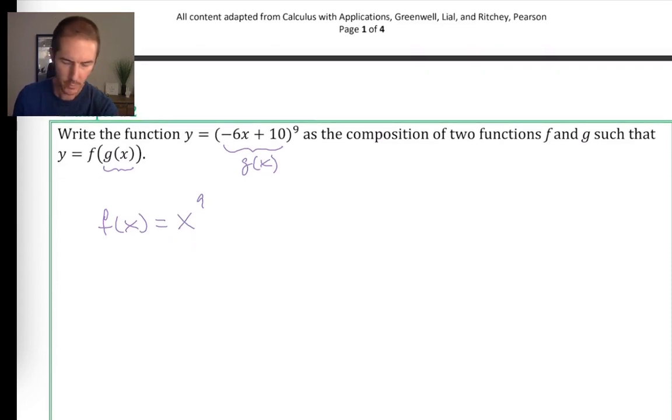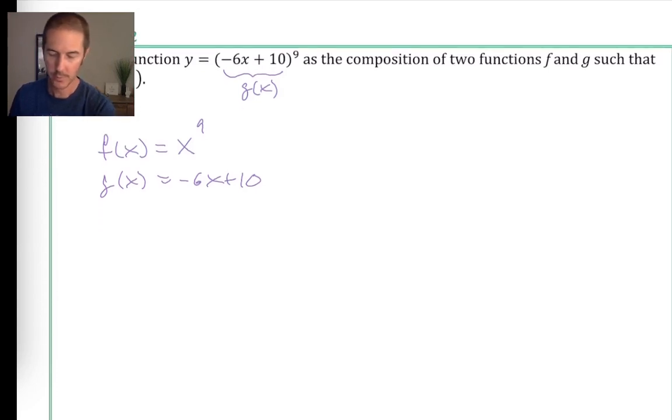So I could definitely replace this x and this x with a g of x, and then we would be raising g of x to the 9th power. What's g of x? In this particular case, g of x is negative 6x plus 10. So if we want that to be raised to the 9th power, we have to take g of x and plug it into f of x, which would give us f of g of x. So you can see how this y equals equation, the right-hand side of it, does represent a composite function, or the composition of two functions.